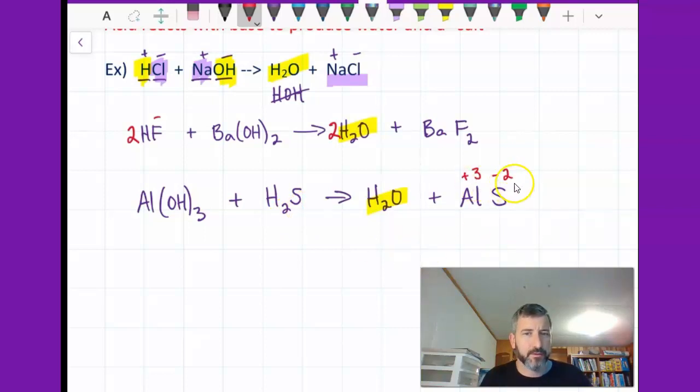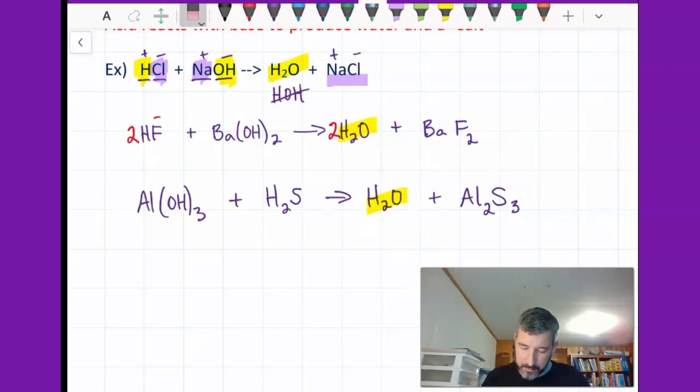So if I have positive 3 and negative 2, I have to use the least common multiple to come up with the formula. So what is the least common multiple of 3 and 2? Okay, so you should have said 6. So how do I get to positive 6 if each aluminum is positive 3? I need to have how many aluminums? Okay, I need to have 2. How do I get to negative 6 if each sulfide is negative 2? All right, I need to have 3 of them, right? And there's my formula. Now all that's left is to balance.